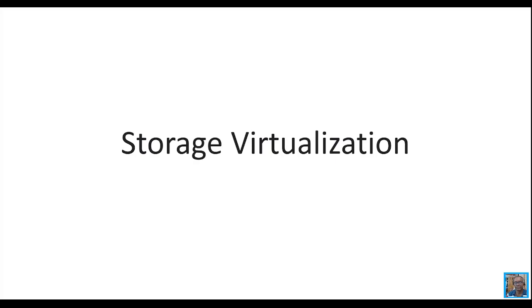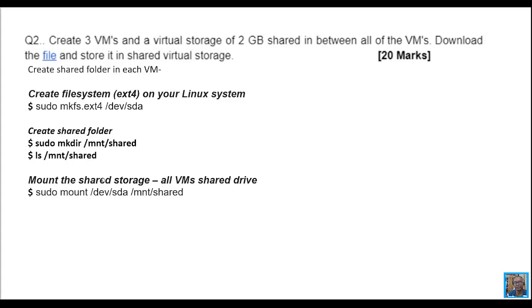So the next question, question 2, is on storage virtualization. The question is, create 3 VMs and a virtual storage of 2 GB shared between all the VMs, and download the PDF file on virtual storage and store it into the shared virtual storage. So I'll just give the demo of how I have done this.